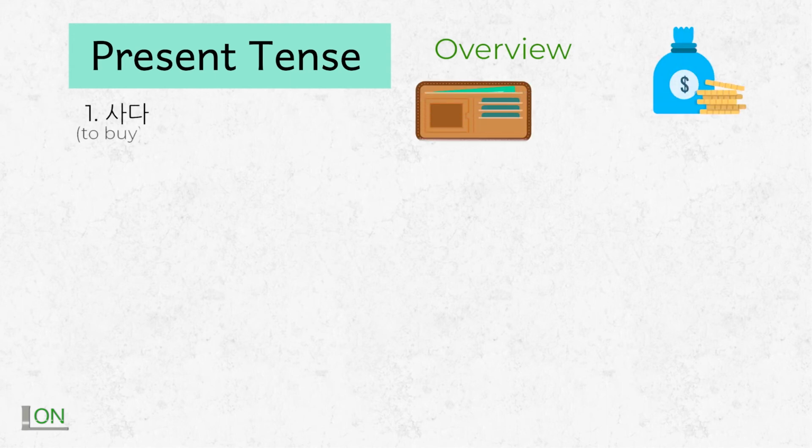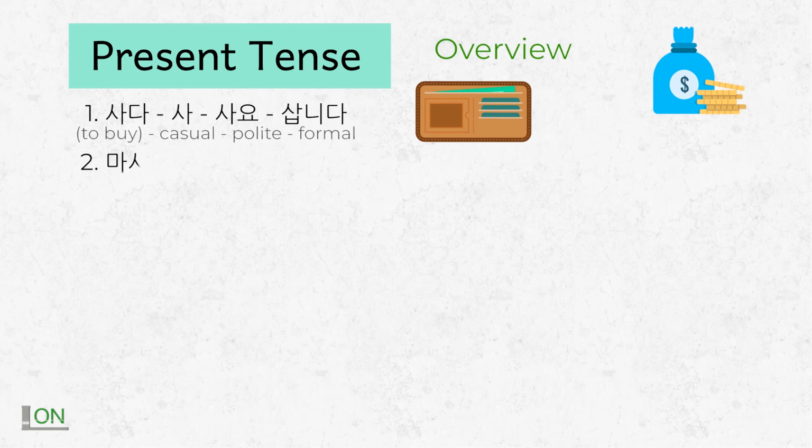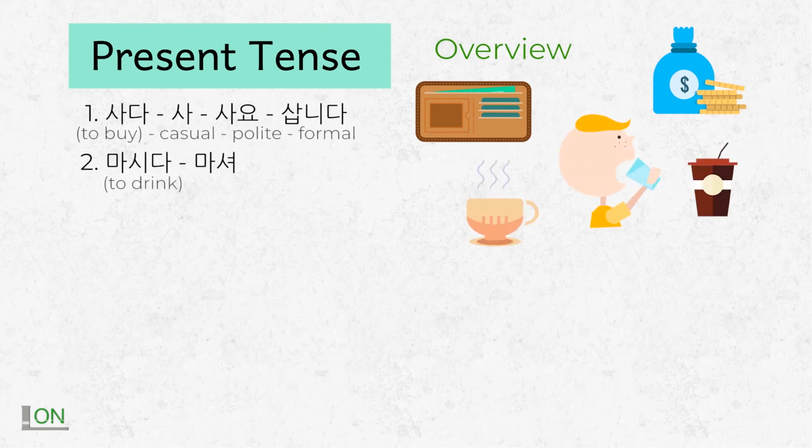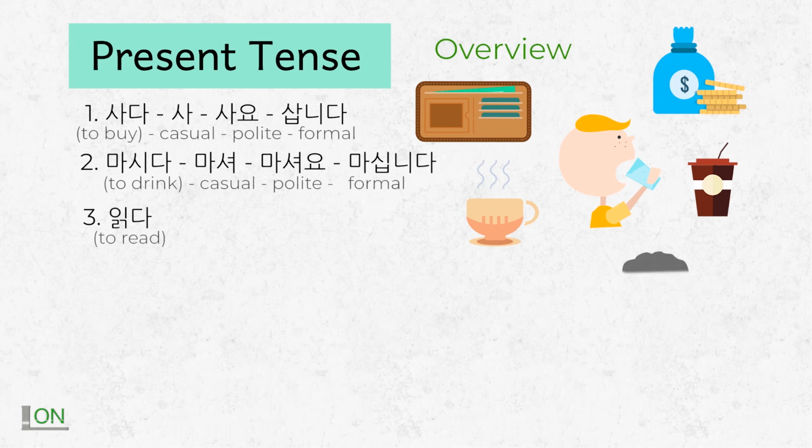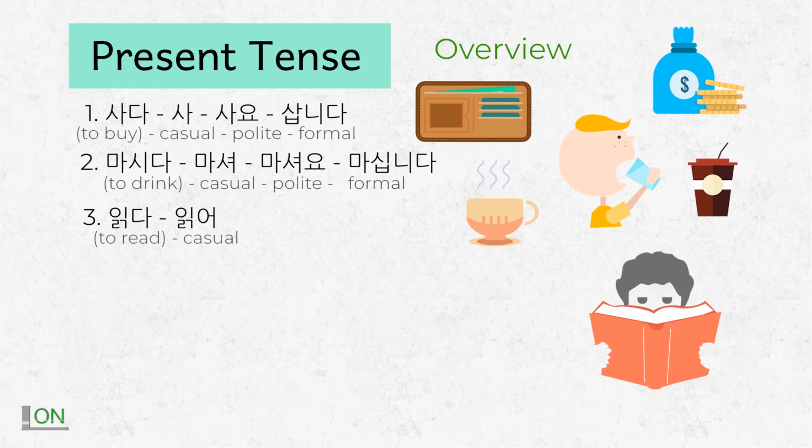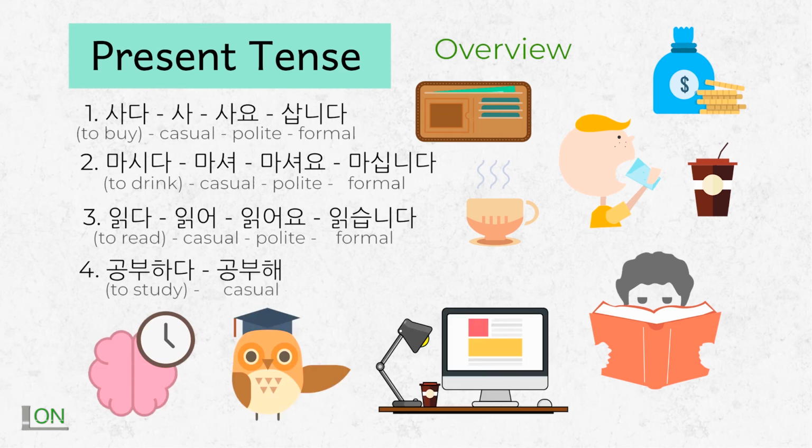사다, to buy. In casual, it'll be 사. In polite, 사요. In formal, 삽니다. 마시다, to drink. 마셔, casual. 마셔요, polite. 마십니다, formal. 읽다, to read. 읽어, casual. 읽어요, polite. 읽습니다, formal. 공부하다, to study. 공부해, casual. 공부해요, polite. 공부합니다, formal.